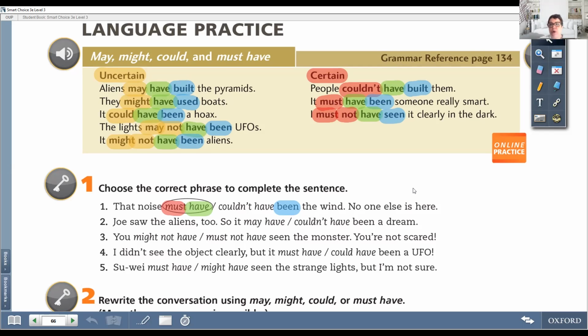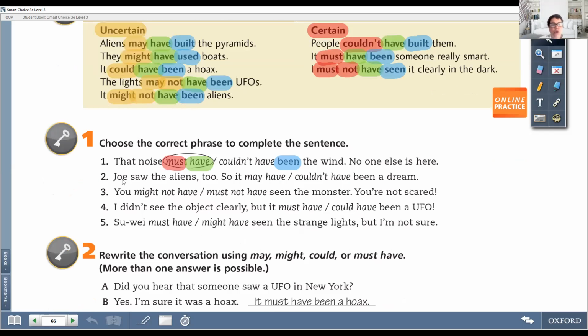Now let's see the next ones. Joe saw the aliens too. So it's a dream. So what do you think? May have been a dream or couldn't have been a dream? If you have another witness, somebody else saw the aliens too. So what is the conclusion you get? What do you say? Yes, exactly. Very good.